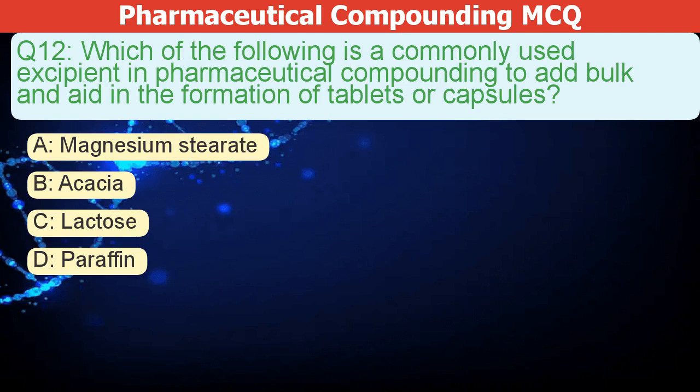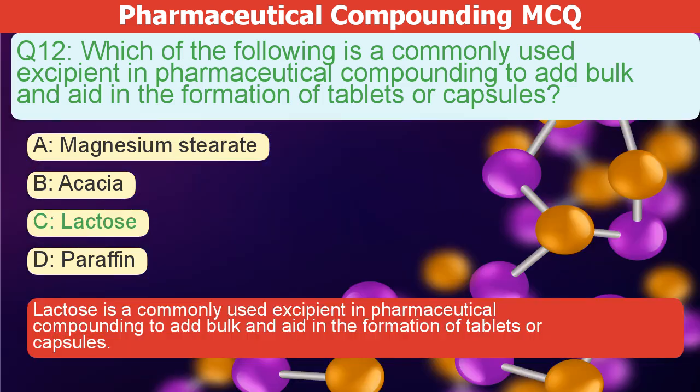Which of the following is a commonly used excipient in pharmaceutical compounding to add bulk and aid in the formation of tablets or capsules? A. Magnesium stearate. B. Acacia. C. Lactose. D. Paraffin. The correct answer is C. Lactose is a commonly used excipient in pharmaceutical compounding to add bulk and aid in the formation of tablets or capsules.